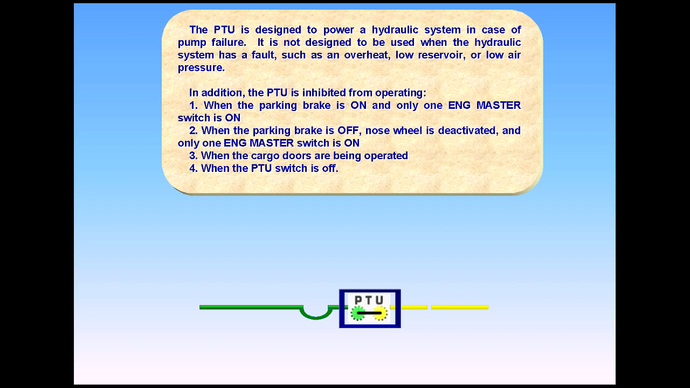1. When the parking brake is on and only one engine master switch is on. 2. When the parking brake is off, nose wheel is deactivated and only one engine master switch is on. 3. When the cargo doors are being operated. 4. When the PTU switch is off.